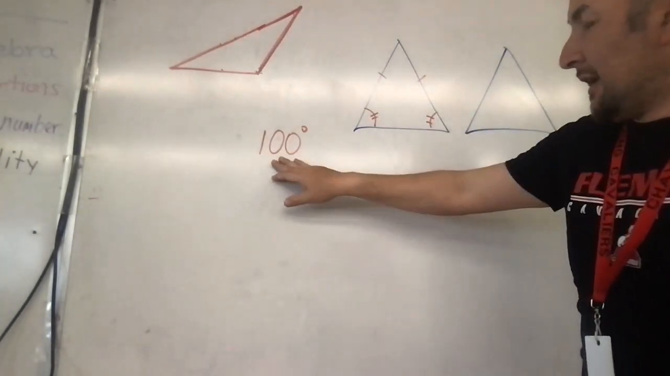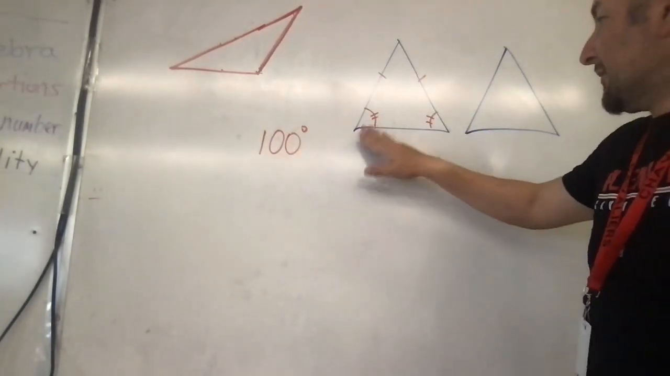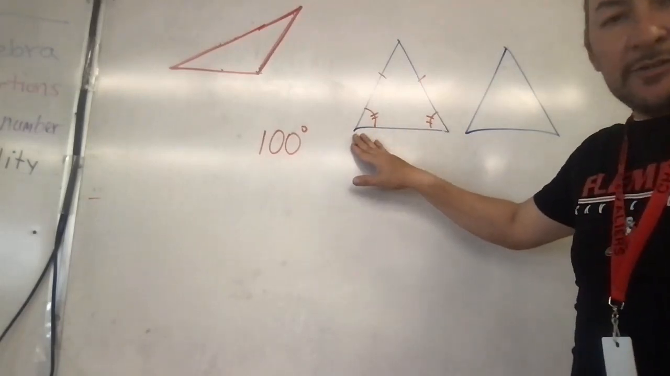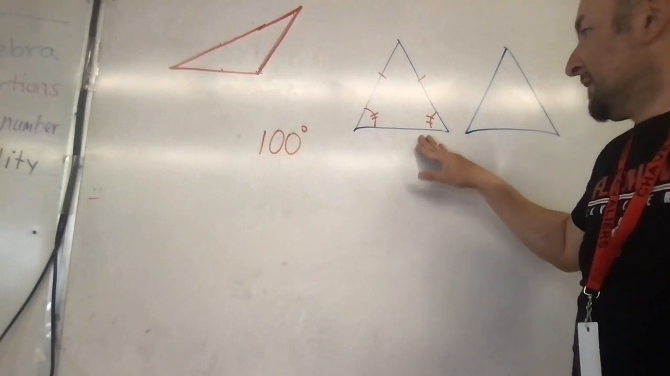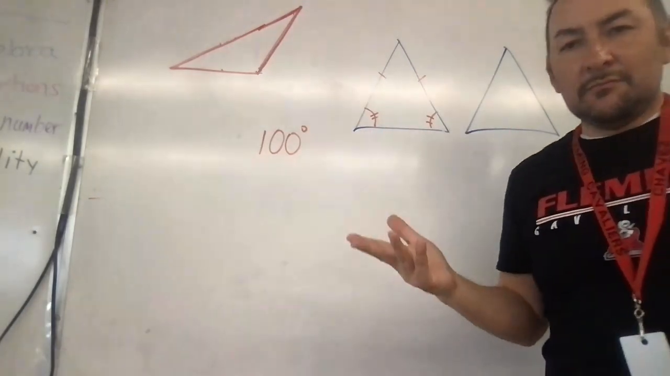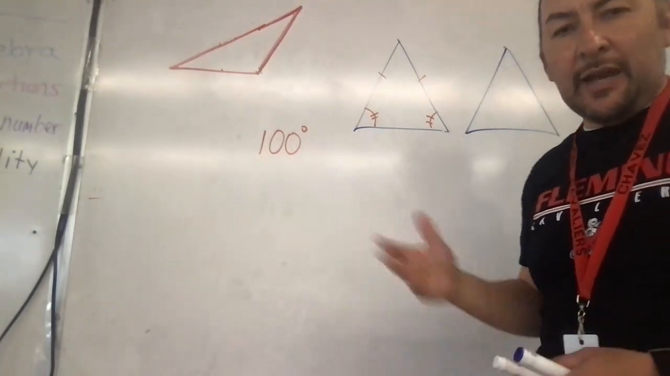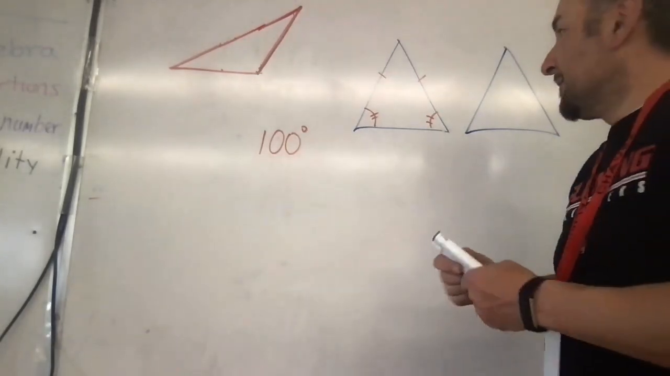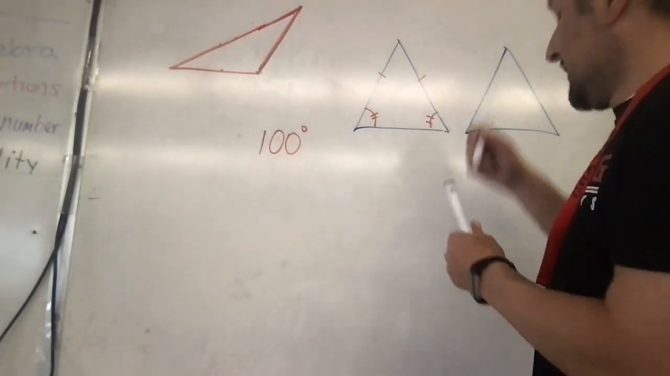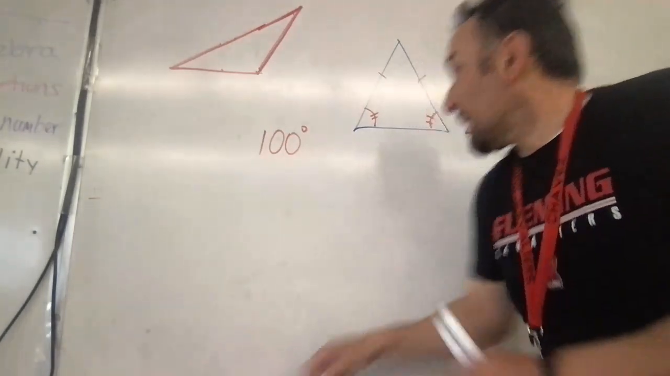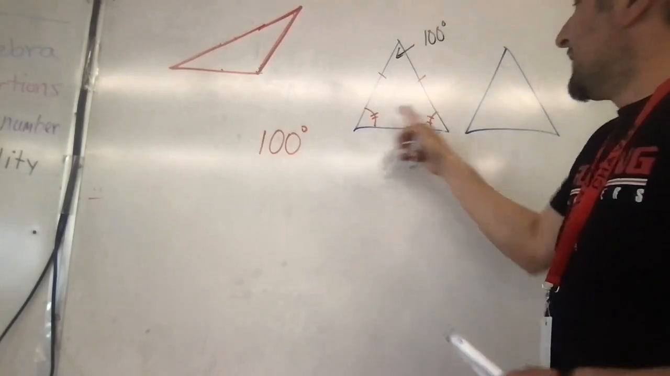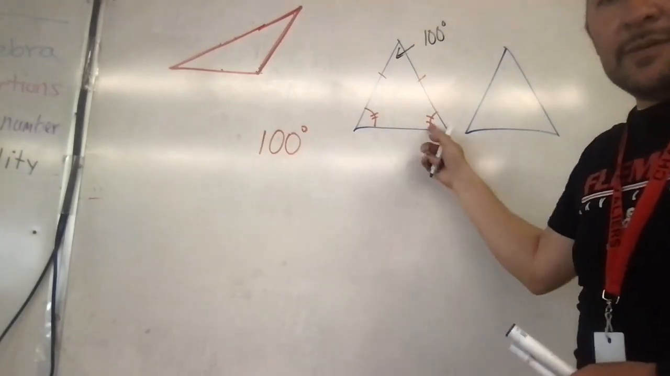But I know that this 100-degree angle can't go here because these are the same. If this is 100, then that's 100. And we're already at 200. And a triangle can only have 180, so that doesn't even make sense. So sometimes if it's a big number, you know that it has to go up here. That has to be the 100, and then we have to figure out what those are.